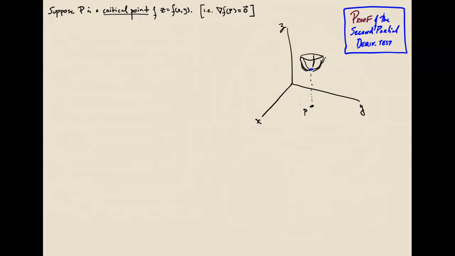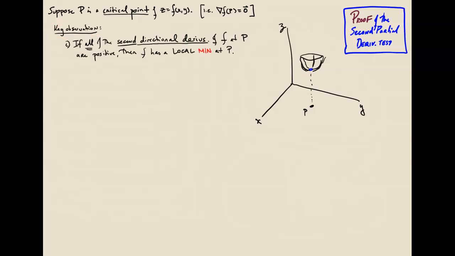That's what I need to somehow establish if I want to come up with a second partial derivative test. I'm going to need to know not only that P is a critical point, and not only that the second partials with respect to x and y at that point are both positive to get a local minimum in this case, but I'm going to need to know that all of the second directional derivatives are positive. If I know that, then I am in business. So let me write some of this down. Our observation here: if all of the second directional derivatives of f at P are positive, then f will have a local minimum at P.